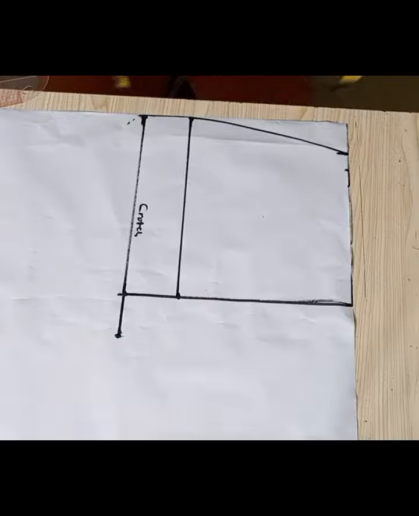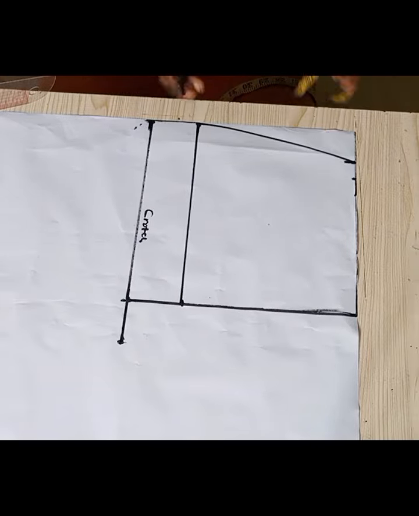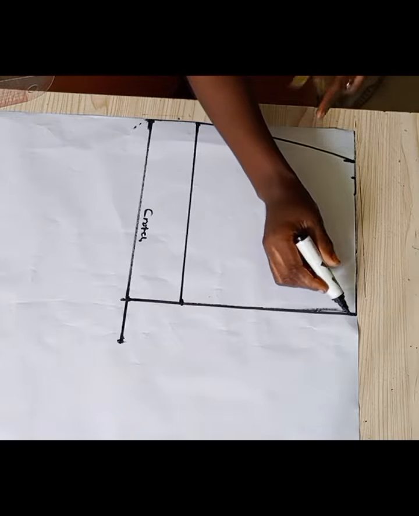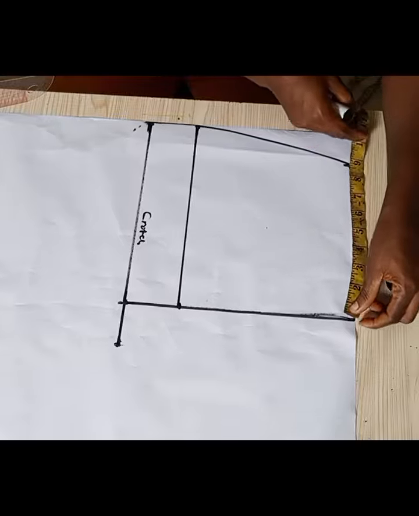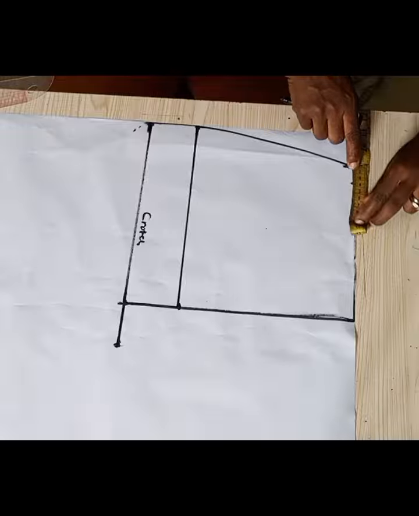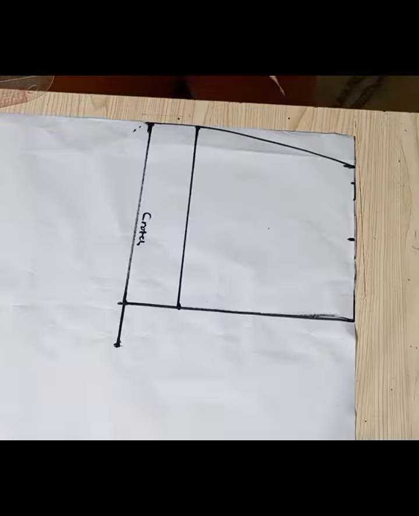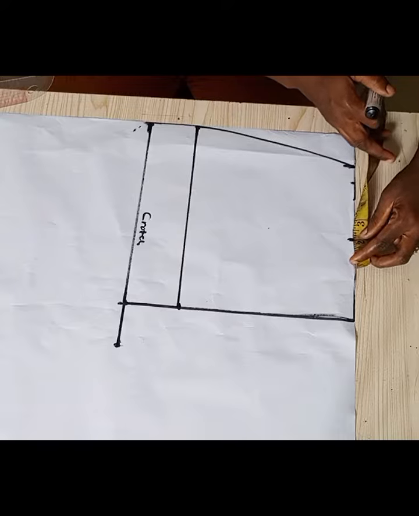Okay, so having done this, I want to finish with this upper part before we go down, right? So the next thing we want to do on this upper part is to mark our darts. For the darts, you will divide from this point to this point into 2. So you just place your tape and fold it over to get your midpoint. We are here. Okay, after that you mark half an inch on each side.